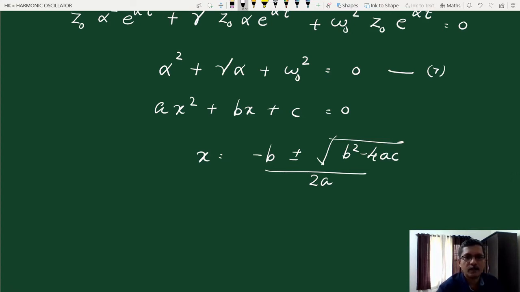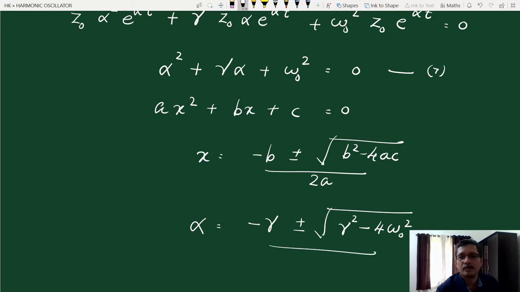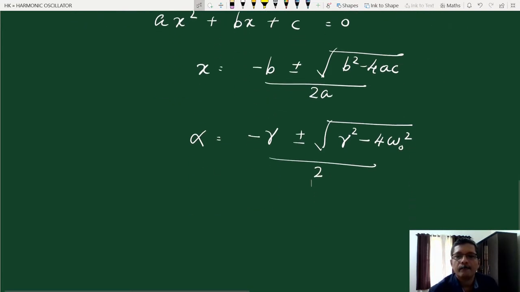Instead of x, you have alpha. So alpha is equal to minus gamma plus or minus square root of gamma square minus 4 omega 0 square, divided by 2. A is 1, right? So this is it.